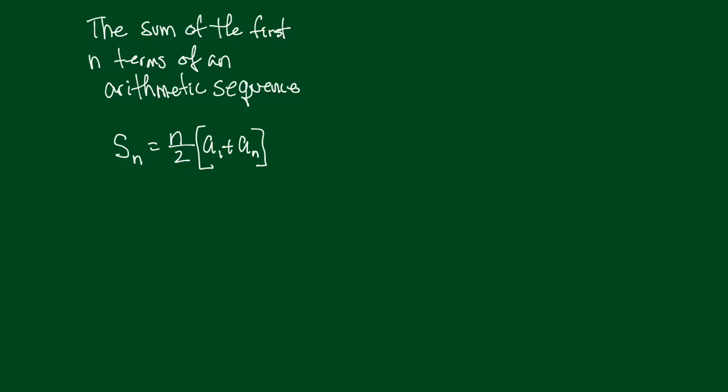Now, to use this formula, if you want to add up the first, say, 50 terms, you would have to know, all right, 50 for n. You'd have to know the first term and, what, A sub n, the 50th term. So you have to know both the first and the last term.